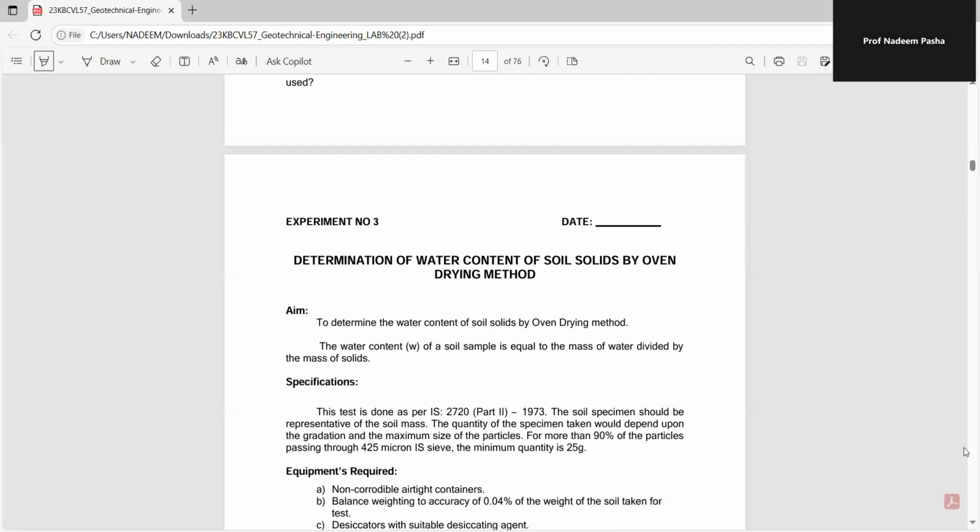The soil specimen should be representative of the soil mass. The quantity of specimen taken would depend upon the gradation and the maximum size of the particle. For more than 90% of the particles passing through 425 microns, the minimum quantity is 25 grams. See here how much quantity of soil solids you have to take for determining water content. On what factor does it depend? It depends upon the particles passing through the 425 micron IS sieve. Most of the particles pass through the 425 micron IS sieve, and as a result we take the soil as 25 gram.